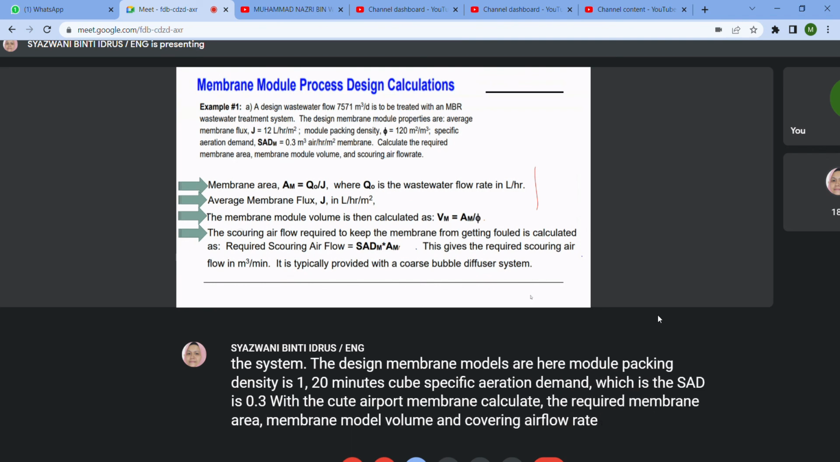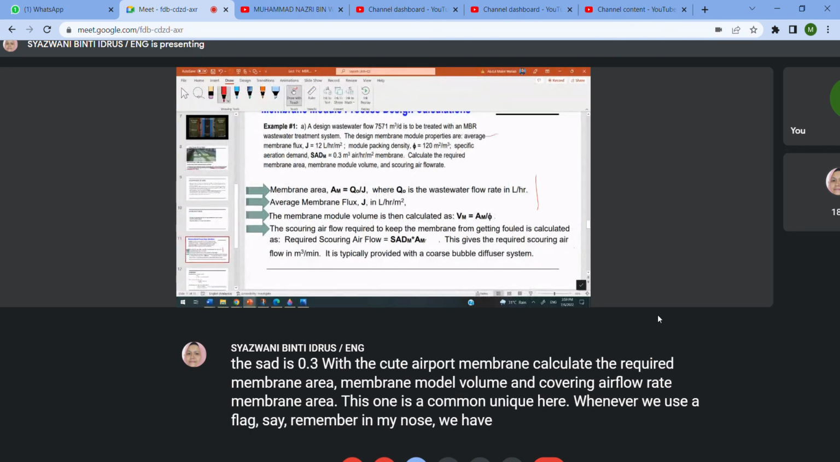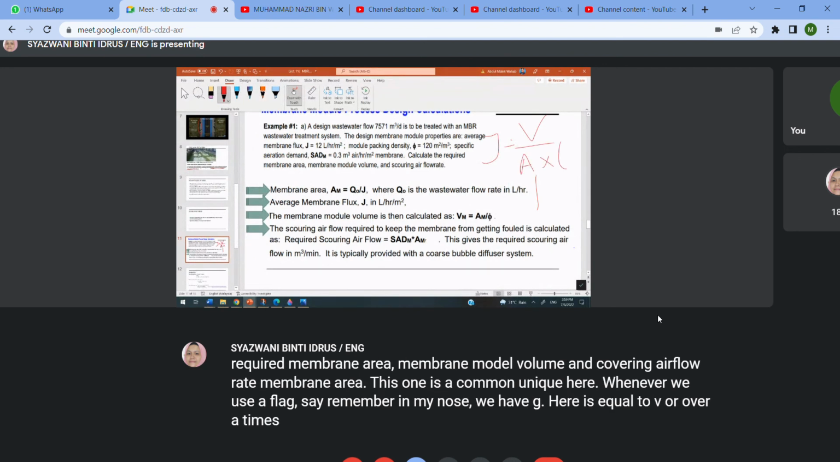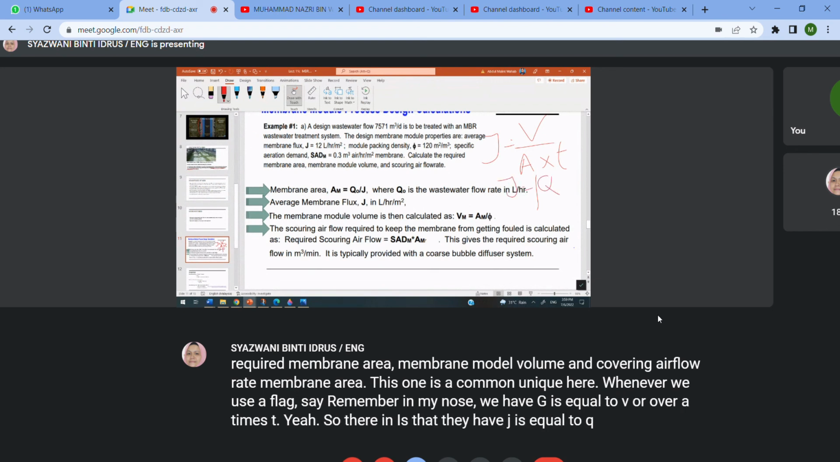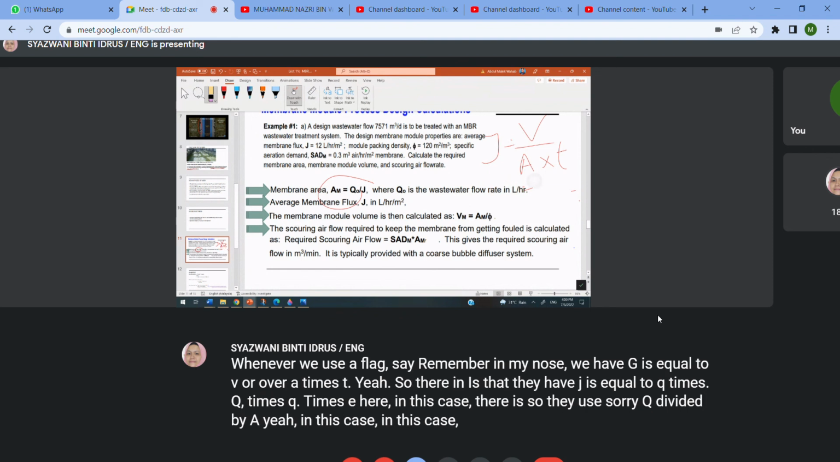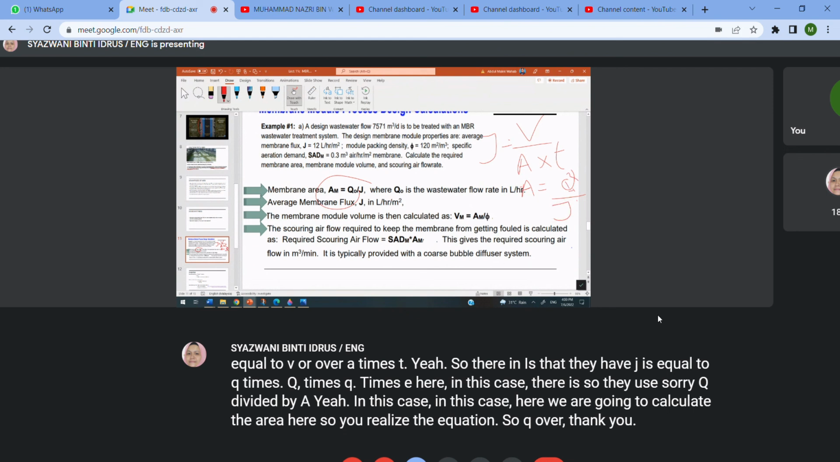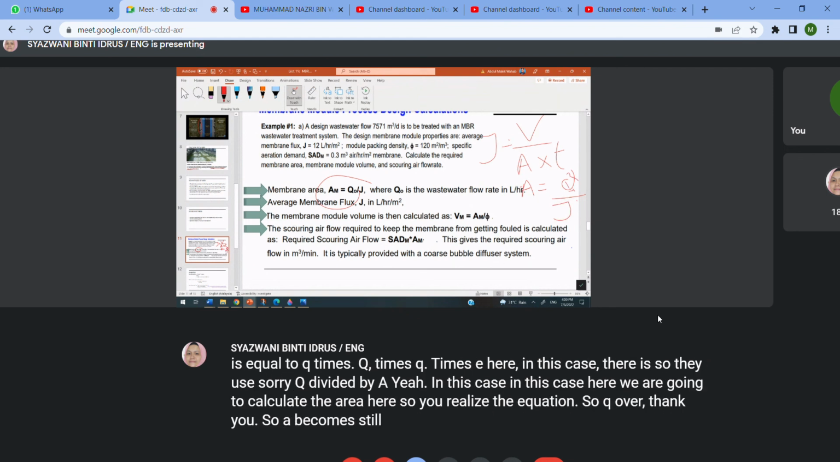Okay. Membrane area, this one is a common unit. Whenever we use a flux, I remember in my notes that we have J is equal to V over A times T. In this case they use J equal to Q divided by A. In this case, we are going to calculate the area, so you rearrange the equation: A equals Q over J. So A becomes the unknown.